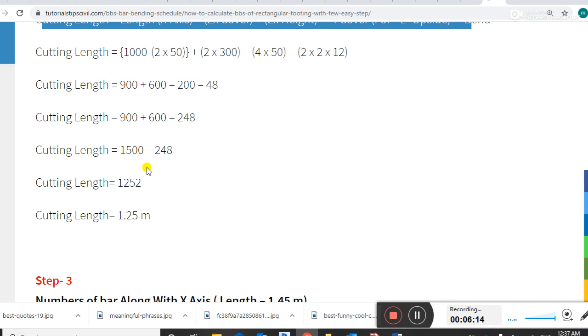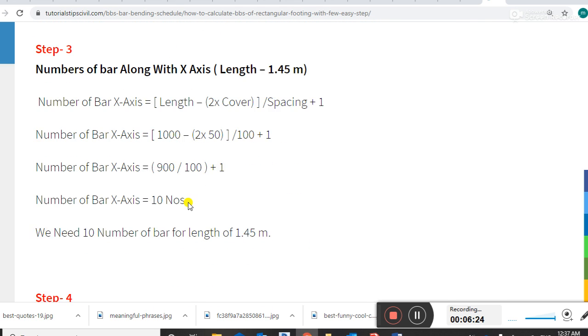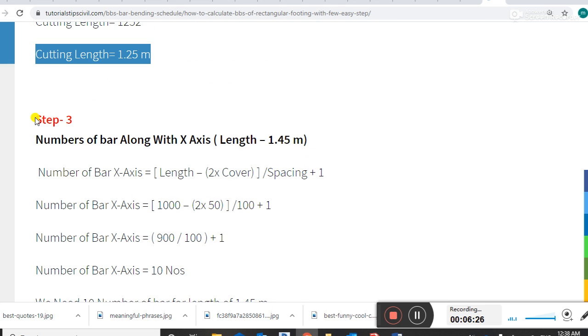Guys, this is in millimeter. We want to convert it to meters. We divide by 1000. It becomes 1.25 meters cutting length.